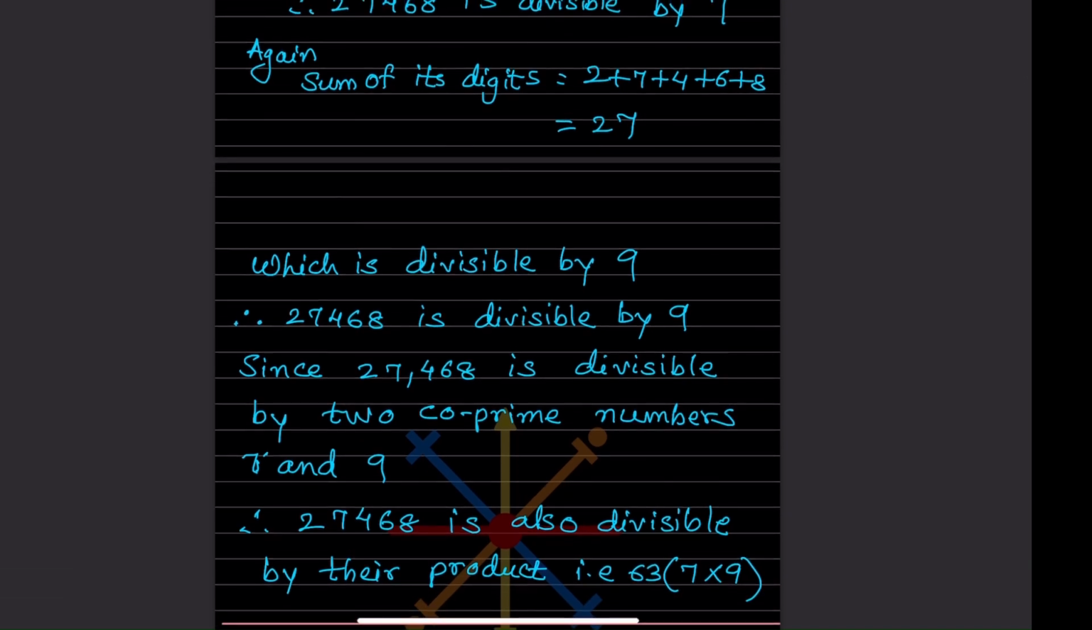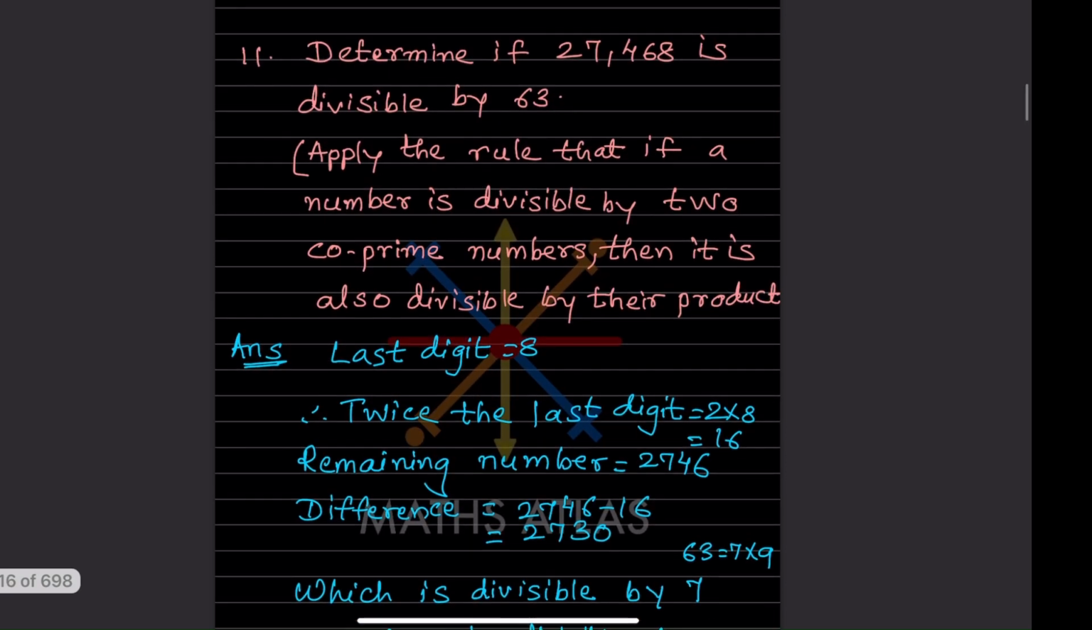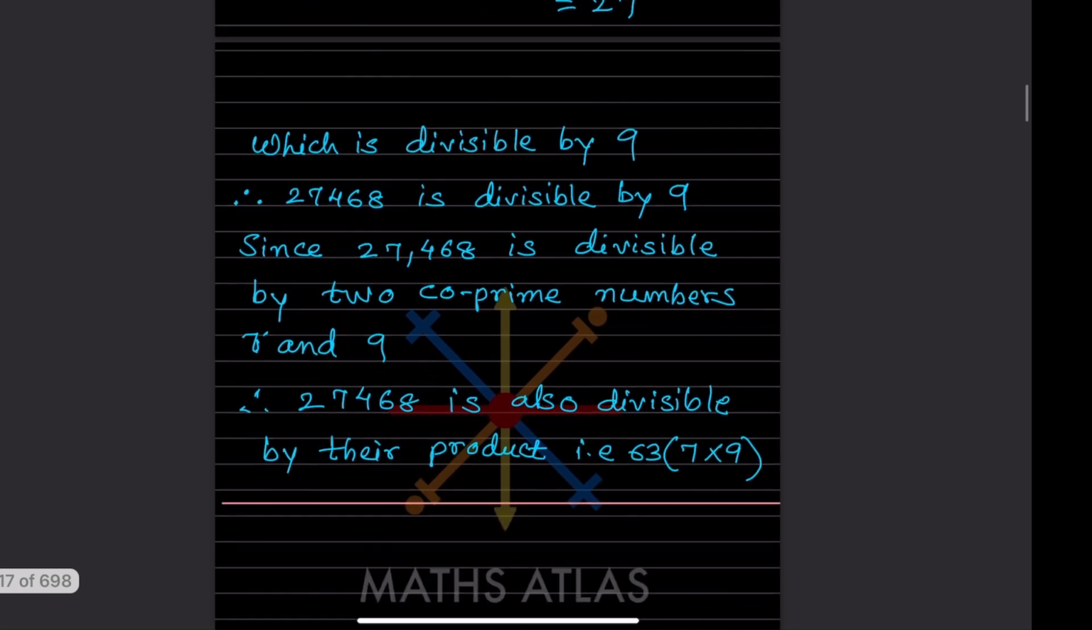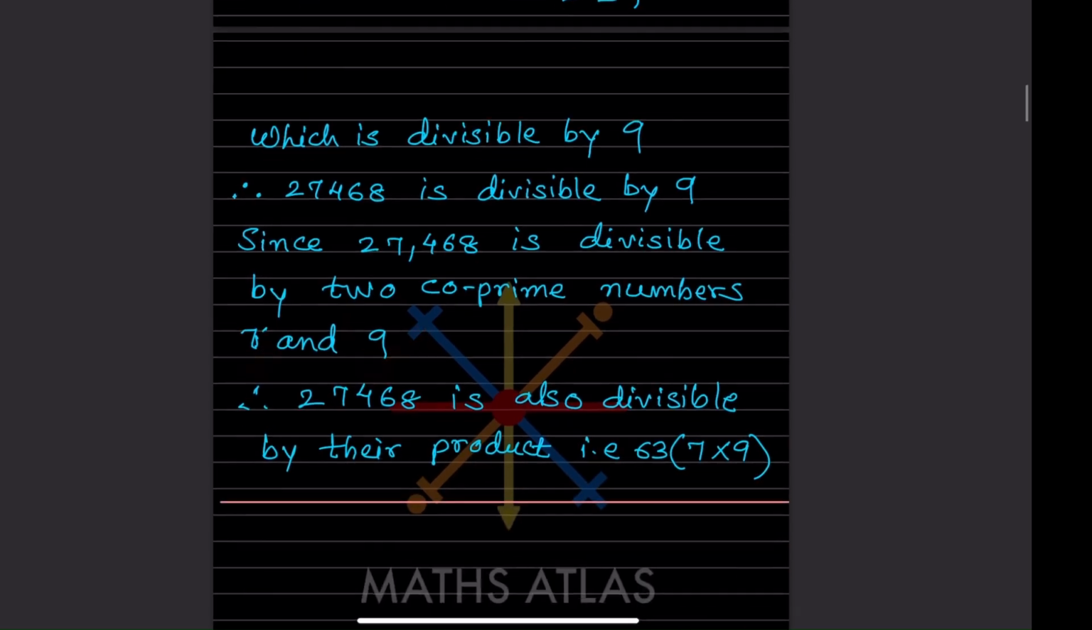27468 is divisible by 2 co-prime numbers, that is 7 and 9, because you know that the difference should be 2. So 7 and 9 should be the numbers. Therefore, 27468 is also divisible by the product, that is 63. 7 nines are 63. So they said divisible by 63. So these are the numbers that is confirmed. 7 nines are 63.